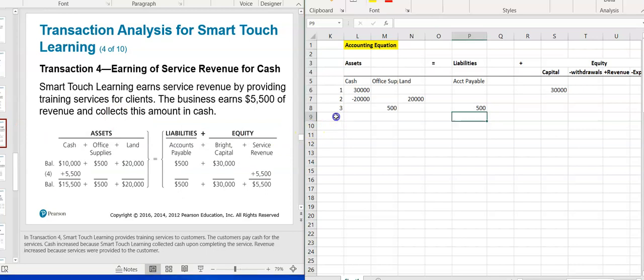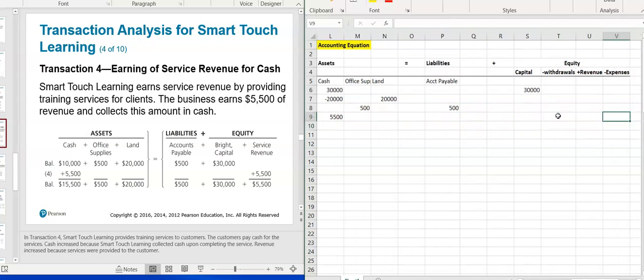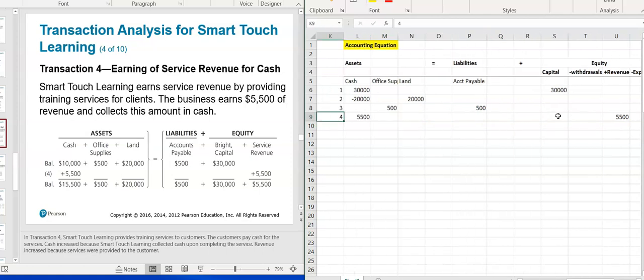All right, in transaction number 4, Smart Touch Learning earns service revenue by providing training services for clients. The business earns $5,500 of revenue and collects this amount in cash. So cash is an asset. It's going up because they received cash. So they got $5,500. All right, and they earned it, and it's revenue. So if you come over here under equity, remember we have this revenue column, and it's going to be 5,500 over here. I have 5,500 on the asset side, 5,500 on the equity side. All balances out.